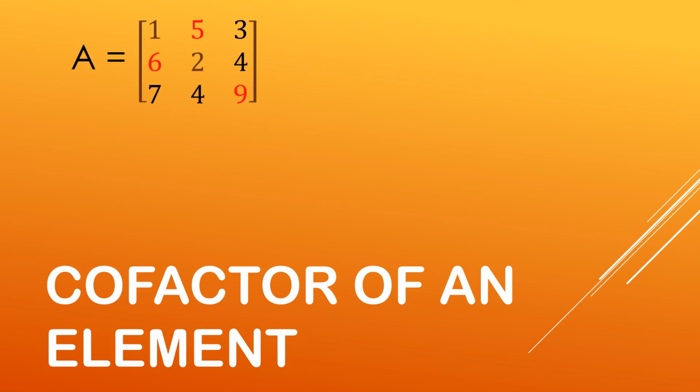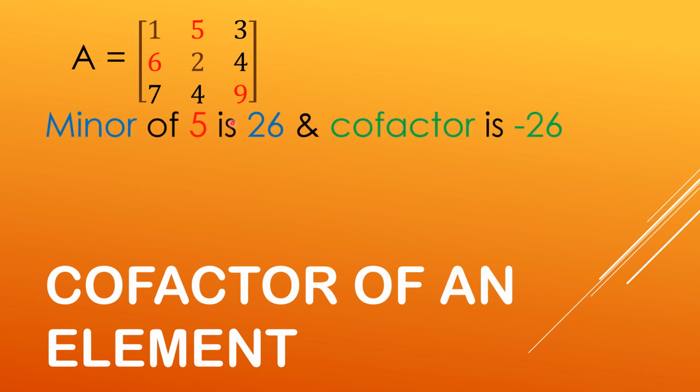For example, we have already calculated the minor of these three elements in the previous slides. Now we shall see what is the cofactor of these elements. The minor of 5 that we calculated in the previous slide was 26. It is the second element in this matrix. For the first element we give a plus sign. For the second element we give a negative sign. So if the minor is 26, the cofactor is minus 26.